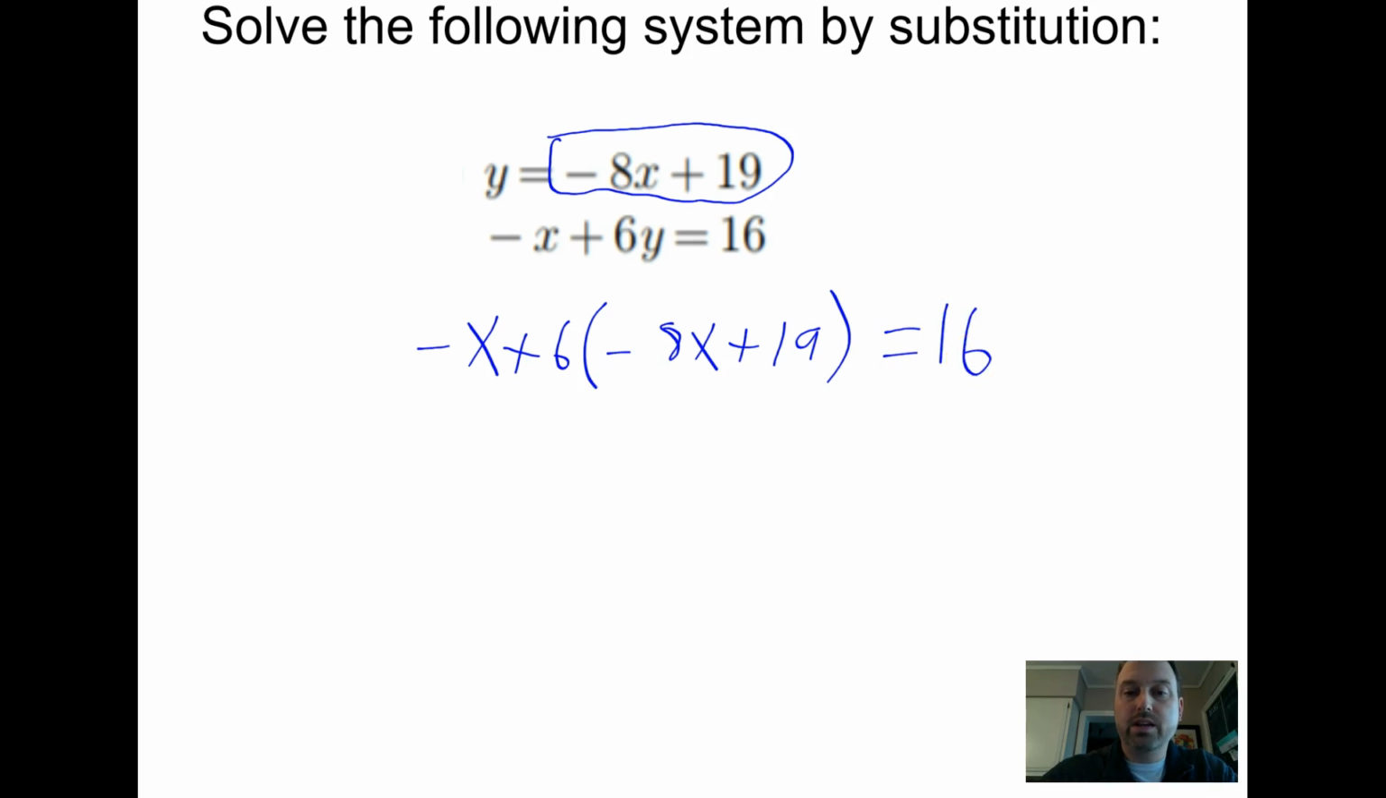I'm going to solve for x. I'm going to distribute the 6 to the negative 8x and the 19. So I've got negative x. 6 times negative 8x is negative 48x. 6 times 19, if you're not sure, off to the side, 19 times 6.